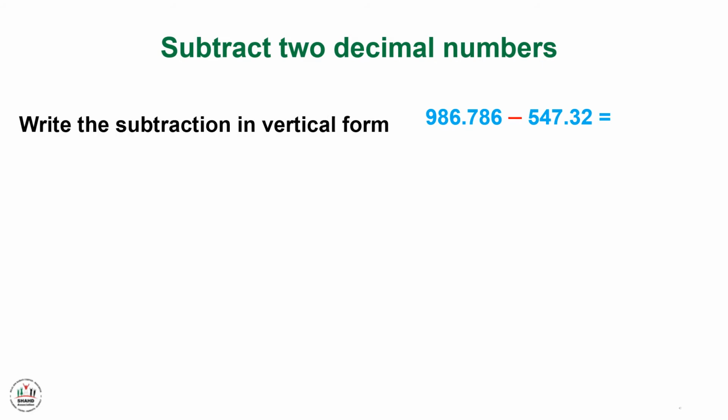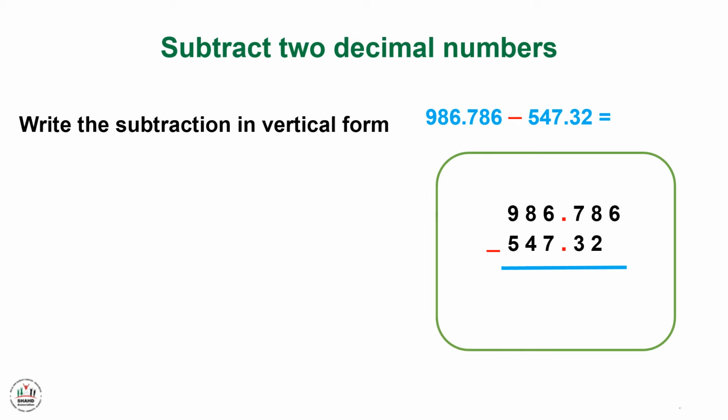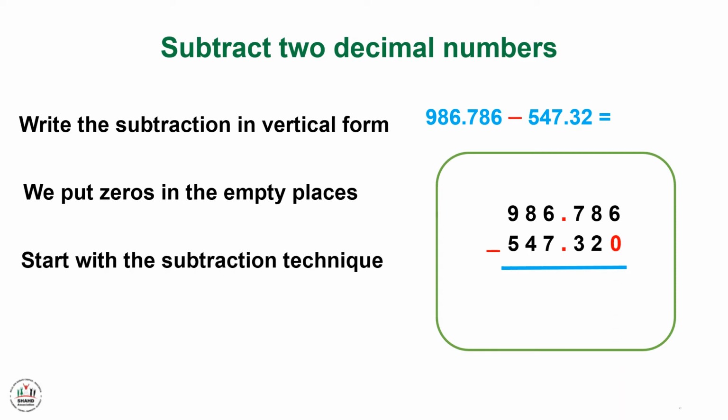First step, write the subtraction in vertical form. Then we put zeros in the empty places. So we put 0 in the thousandth below 6. Now start with the subtraction technique. So 6 minus 0 gives me 6, 8 minus 2 gives me 6, 7 minus 3 gives me 4.